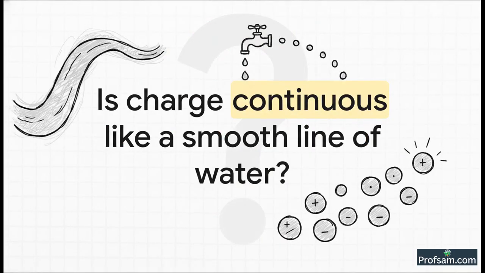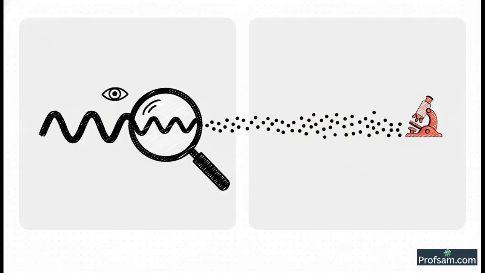Now, this idea of packets leads to a very common confusion point, which can be a trap in your exams. We see electricity flowing, so is charge continuous, like water flowing smoothly from a tap? Or is it made of discrete packets? What do you think? So here's the main idea. It all depends on the scale. At the macroscopic level, in our day-to-day world, these individual packets of charge are so incredibly small, and there are so many of them, that it looks like a smooth, continuous flow.